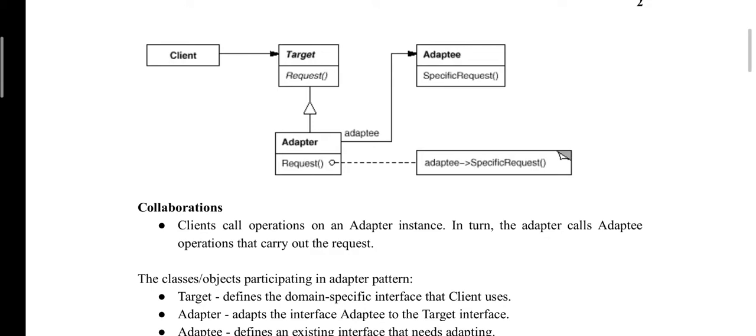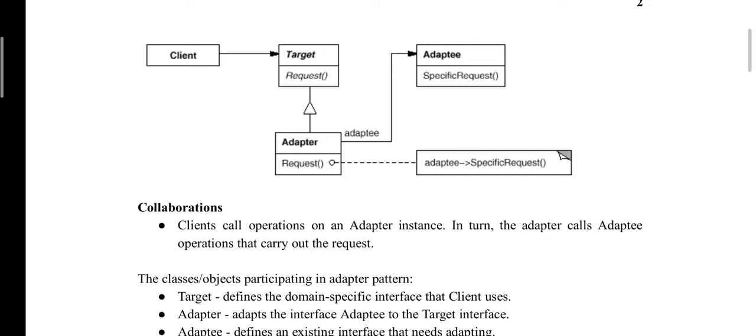Now the next part is about the collaboration. In this structure we have seen that there are four classes included to carry out the task. One is the client, next is the target, one is the adaptee, and next one is the adapter. So now we have to know which classes collaborate with each other to carry out that task. So the client class calls operations on an adapter instance. In turn, the adapter calls adaptee operations that carry out that request.